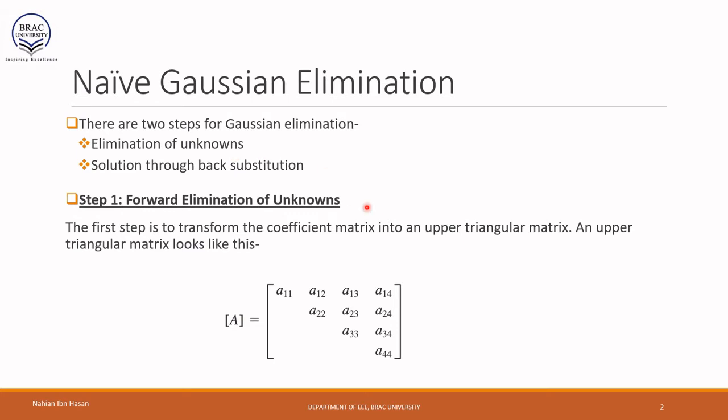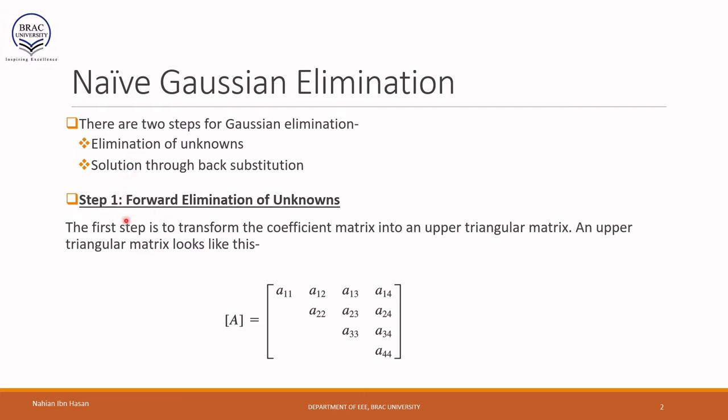There are two steps of the naive Gaussian elimination approach. The first step is to eliminate the unknowns, and the second step is to solve for the unknown variables through back substitution. You may not know these two steps yet, but we will see the details of these two steps in the next few slides.